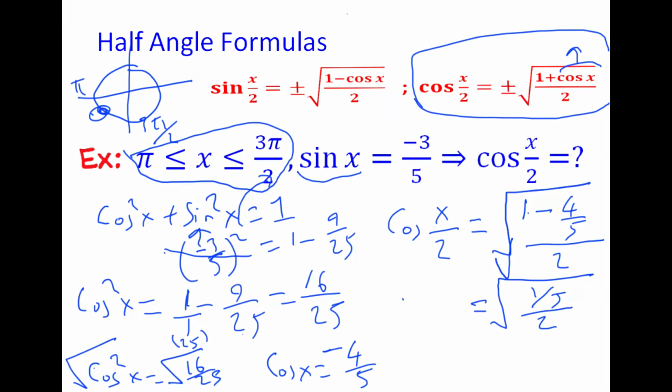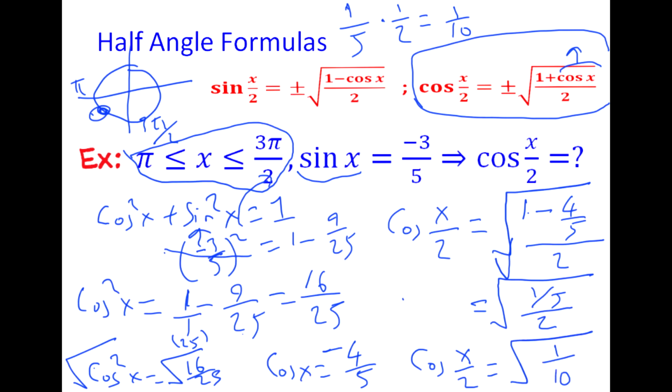So let me write it up at the center. We are dividing 1 divided by 5 by 2, right? So I'm going to multiply it by 1 divided by 2 here. And it's going to be 1 divided by 10, guys. That means the inside of the root is going to be 1 divided by 10. So cosine x divided by 2 is in the square root 1 divided by 10, guys.